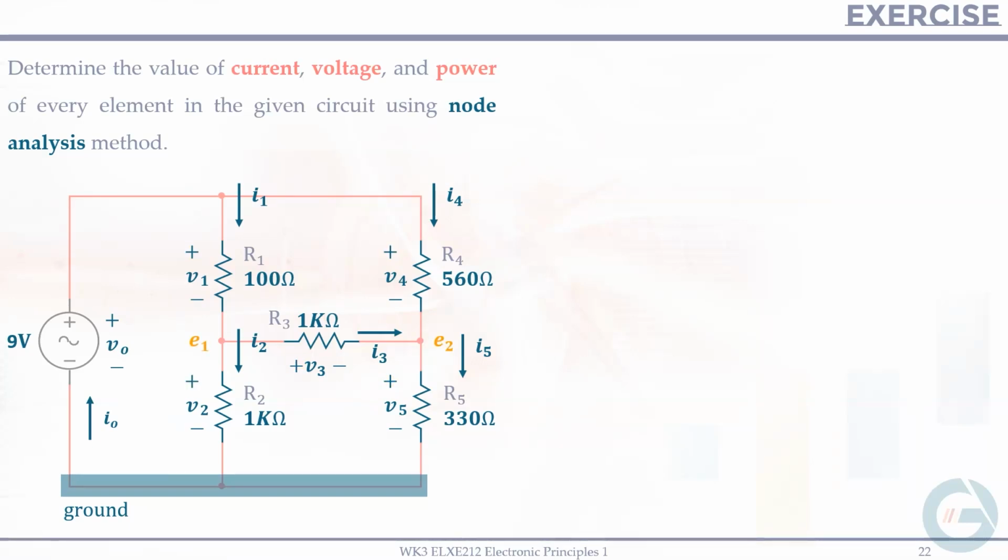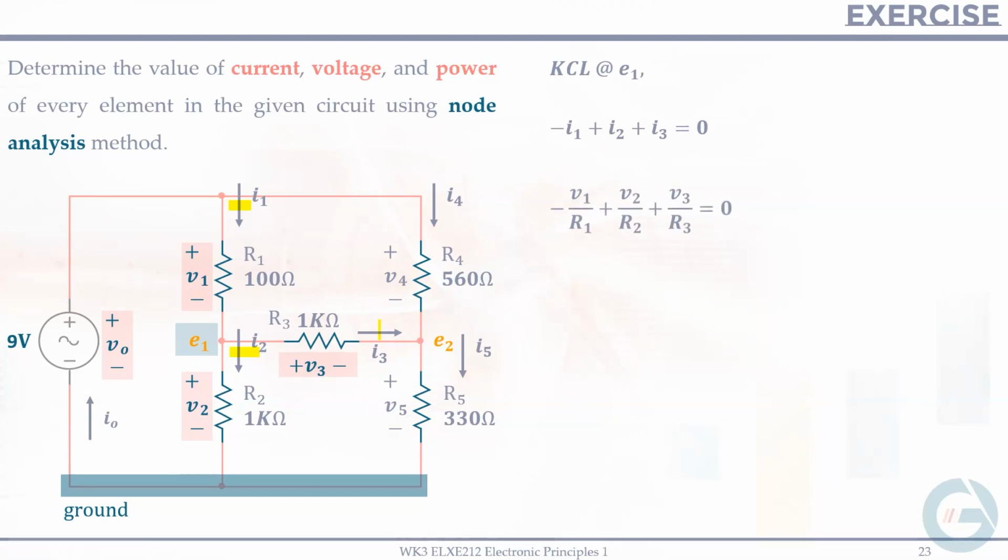Okay, so let's analyze first this node E1. So we'll formulate the equation for KCL at that E1. Current going in is what? Current going in is I1. So this is negative. Of course, going out are I2 and I3, which are both positive. Then we'll express in terms of voltages and resistance. So I1 is V1 over R1, I2 is V2 over R2, and I3 is V3 over R3. So the summation is equivalent to 0.